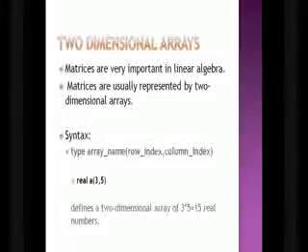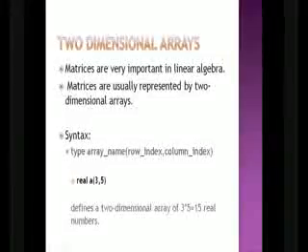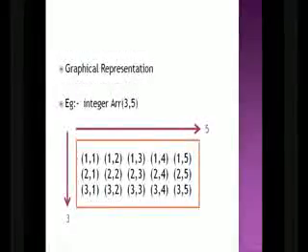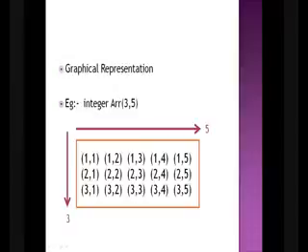Matrices are represented using two-dimensional arrays. When declaring a two-dimensional array in Fortran, we have to specify both the number of rows and columns. The examples show how to create an array of type real, which has 3 rows and 2 columns. This slide shows the indexes of each element in a 2D array of size 3 by 5.